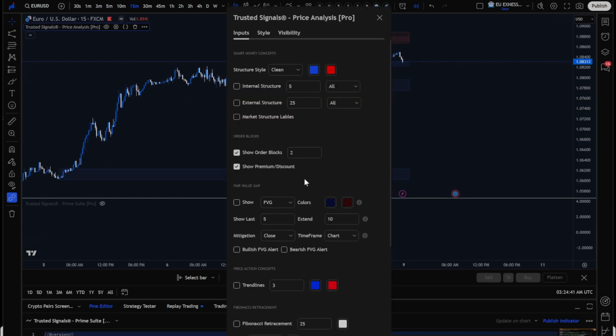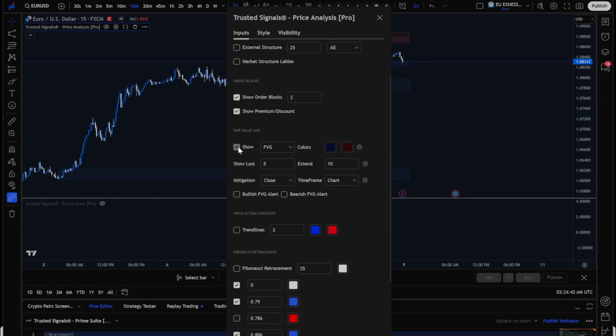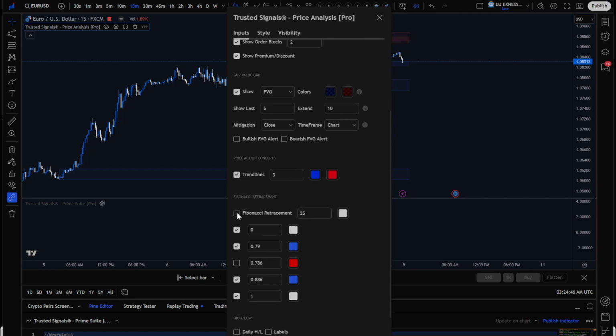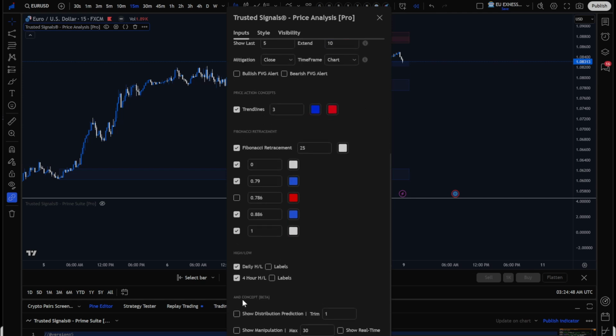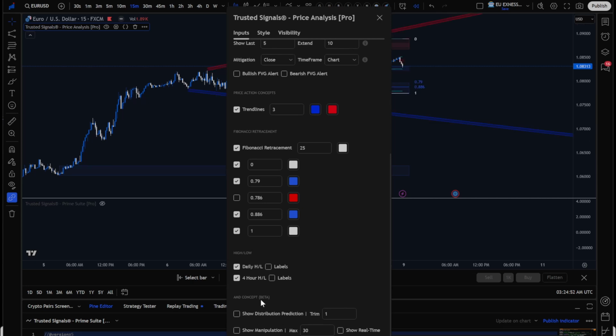This indicator is jam-packed with a bunch of other things: fair value gap, trend lines, Fibonacci, daily highs and lows, and we even have AMD concept, which I have another video coming very soon. So if you stayed until now, drop AMD concept if you want to see what these settings do, because if you're not familiar with an AMD concept, this is basically accumulation, manipulation, and distribution. And this can literally impact your trading and make you more money when entering the market.